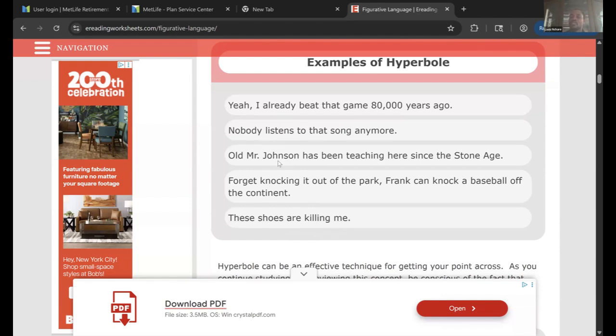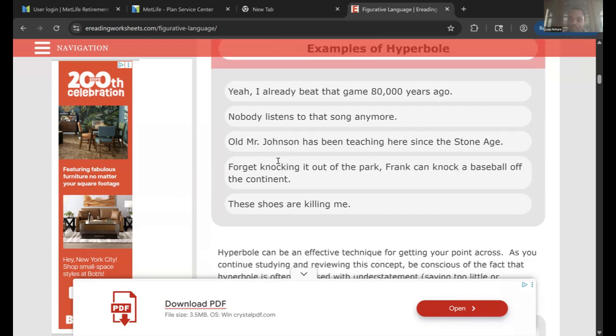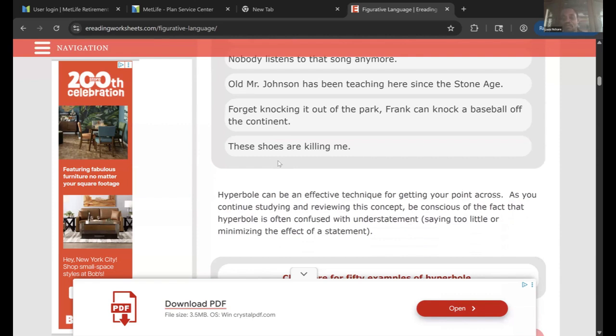Old Mr. Johnson has been teaching here since the Stone Age. That's also a hyperbole. Forget knocking it out of the park, Frank can knock a baseball off the continent. That's also a hyperbole. These shoes are killing me. They are not literally killing me, it's just hurting a lot. Okay, hyperbole can be an effective technique for getting the point across. As you continue studying and reviewing this concept, be conscious of the fact that hyperbole is often confused with understatement, saying too little or minimizing the effect of a statement.